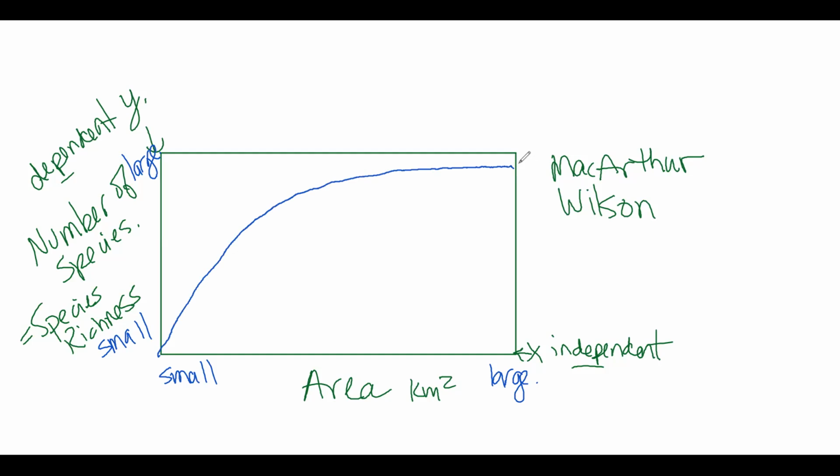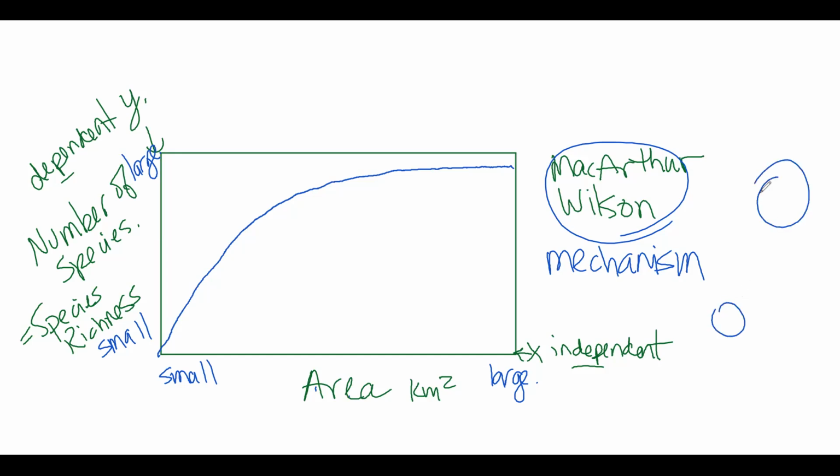MacArthur and Wilson took this one step further, and they came up with a mechanism to explain why this happens. They decided the easiest way to illustrate it is to look at different sized areas, small areas and large areas. And they figured, well, islands do that. There are small islands and large islands. So when they described their theory to explain this, they called it the theory of island biogeography, even though it ended up extending to more than just islands. So I'm going to go ahead and clear this.